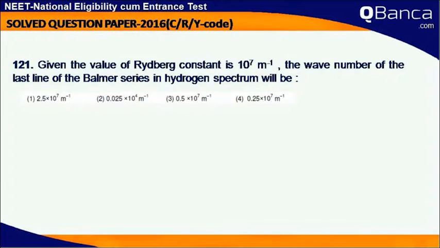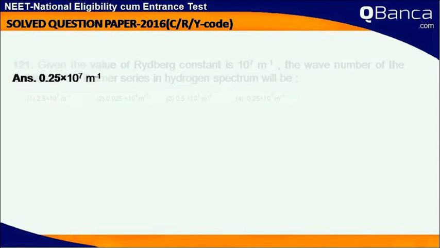Given the value of Rydberg constant is 10 power 7 per meter, the wave number of the last line of Balmer series in hydrogen spectrum will be answer 0.25 into 10 to the power 7 per meter.